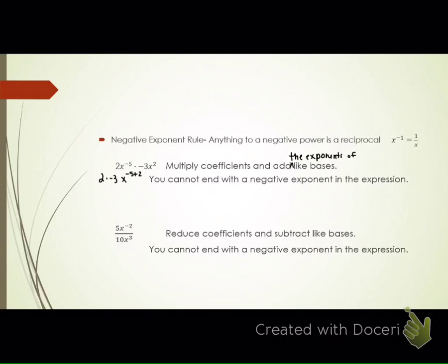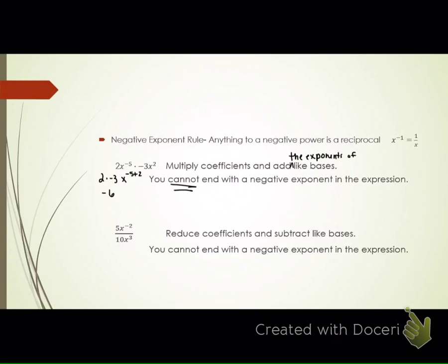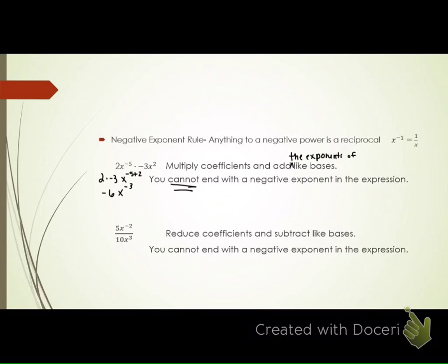Remember, you cannot end with a negative exponent in your expression. So you always have to simplify that. You can have negative coefficients, that's fine, but negative exponents are not. So how would I make this the proper way? Mackenzie?